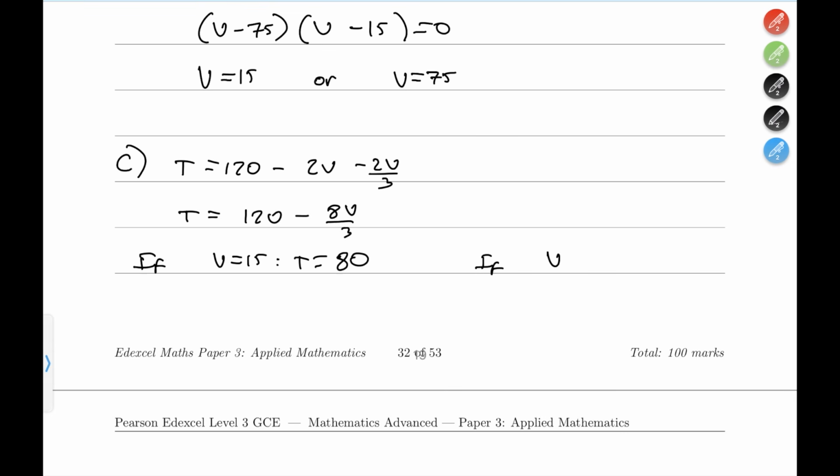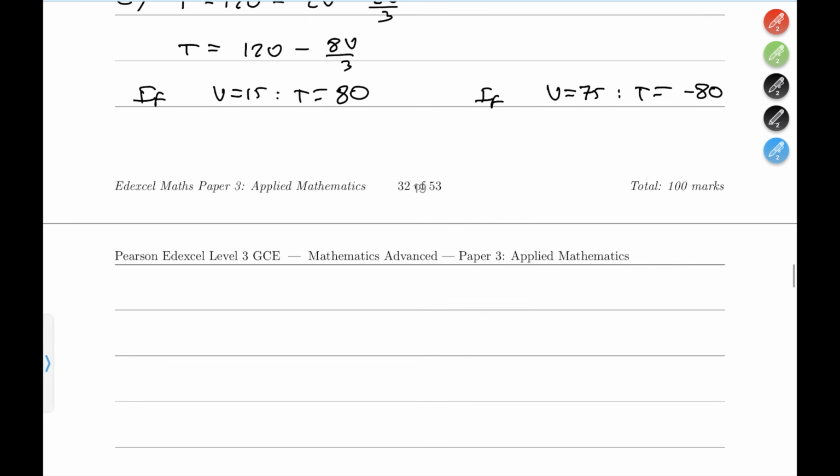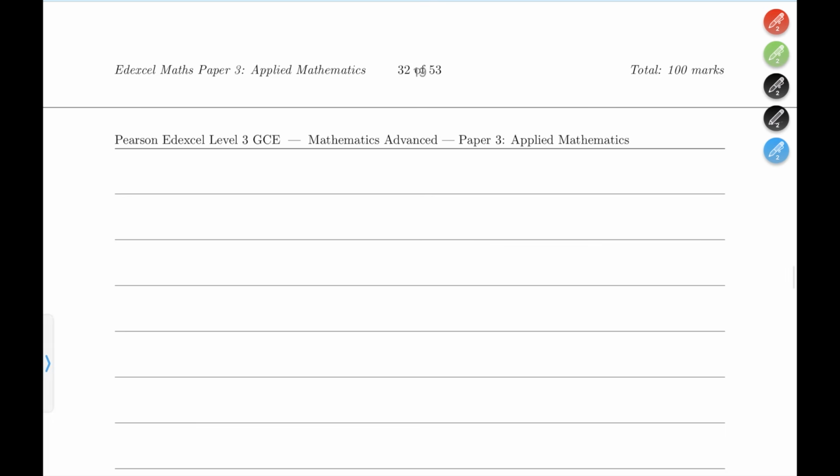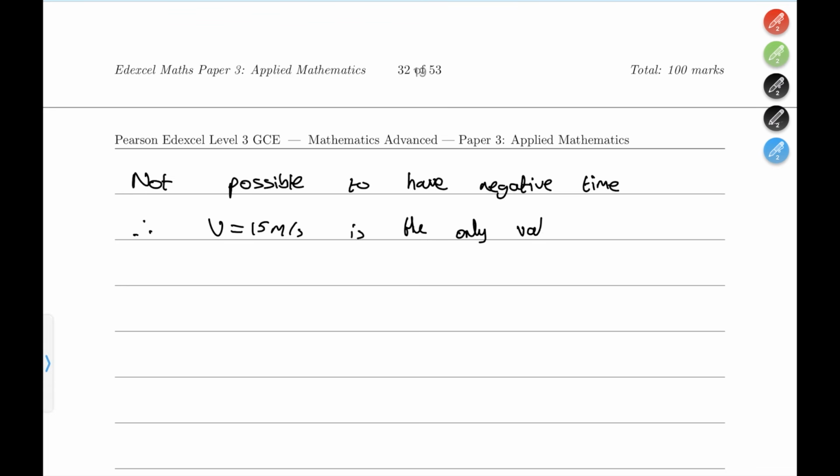If v equals 75, t equals minus 80. Okay. However, it's not possible to have a negative time. So that means we can say v equals 15 meters per second is the only valid solution. And that is our first mechanics question done.